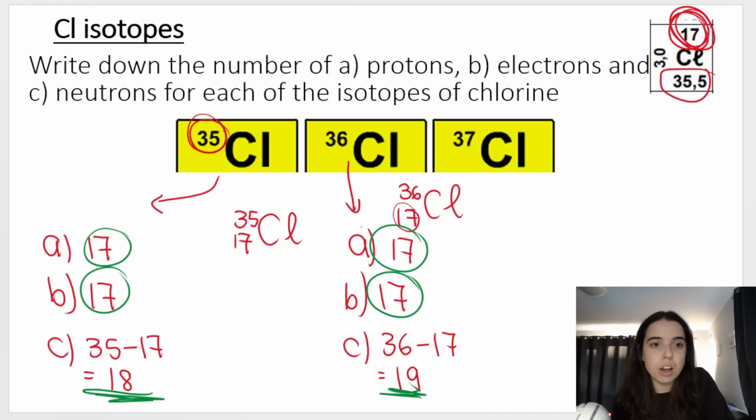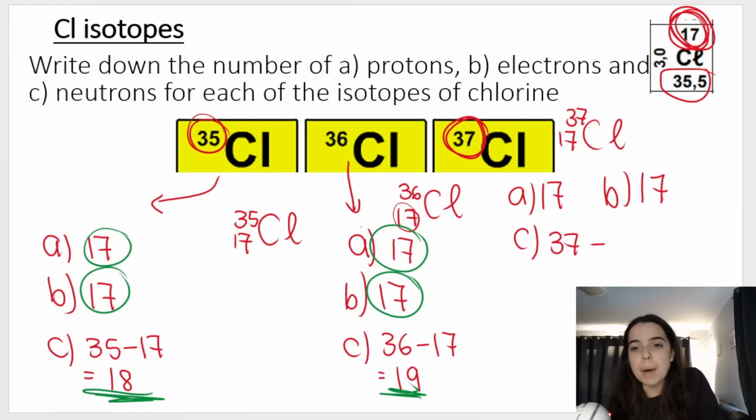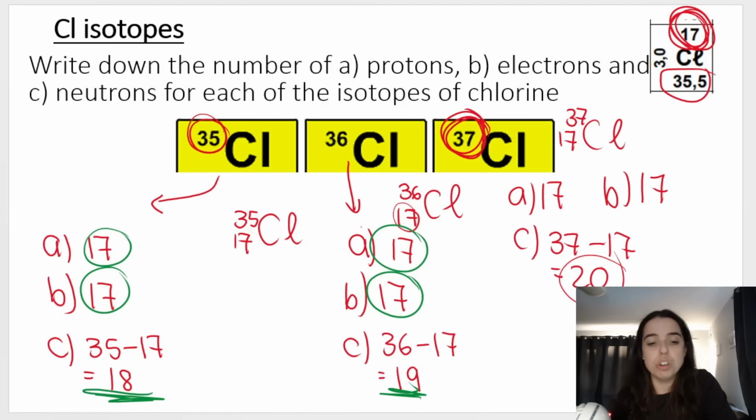And let's quickly do the last one. So again, it would be Cl37 and then 17. Number of protons, 17. Number of electrons, 17. Number of neutrons would be 37, in this case, 37, minus 17, which is 20. So the bigger the atomic mass number, the more neutrons.